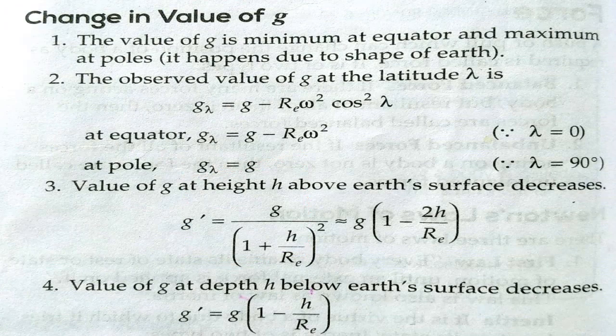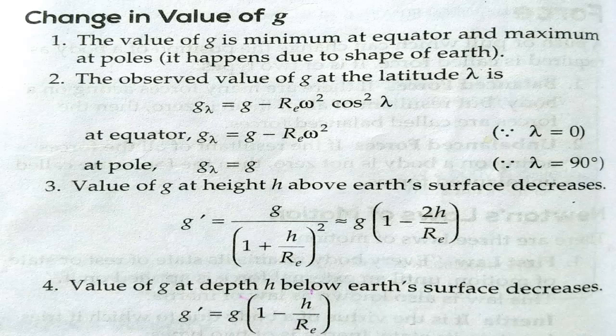Change in value of g. First point, the value of small g is minimum at the equator and maximum at the poles. The value of small g is minimum at the equator and maximum at the poles because it happens due to the shape of the Earth.